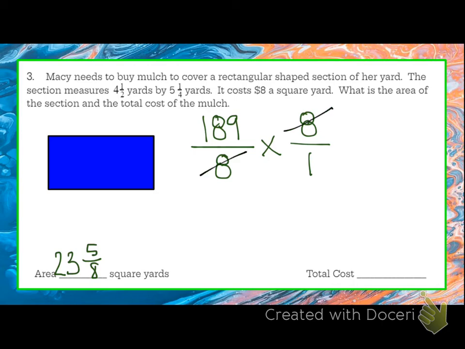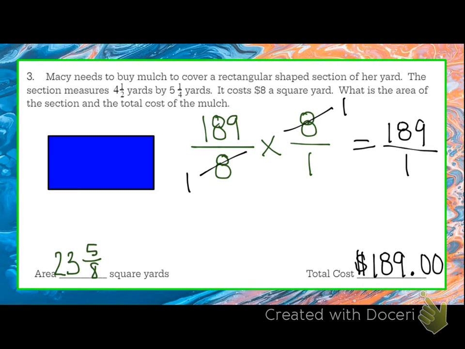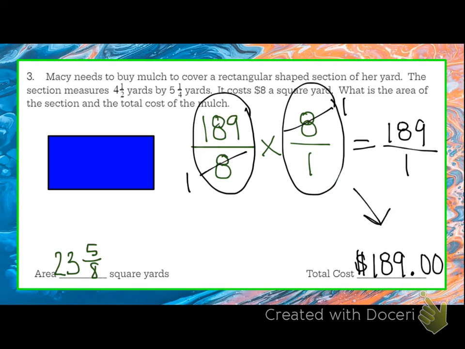So I can simplify diagonally with these 8s. So obviously 8 divided by 8 gives me 1. 8 divided by 8 over here gives me 1. And I am able to multiply across. So 189 times 1 is going to give me 189. And 1 times 1 is 1. Again, this is improper. We want to make sure that we understand that then our total cost is $189 because I am taking my area times the cost per square yard to get $189.